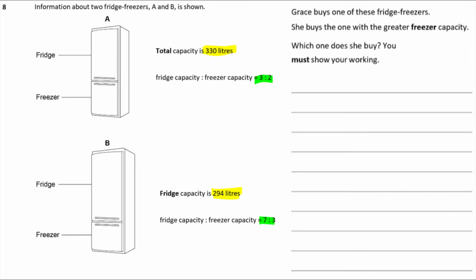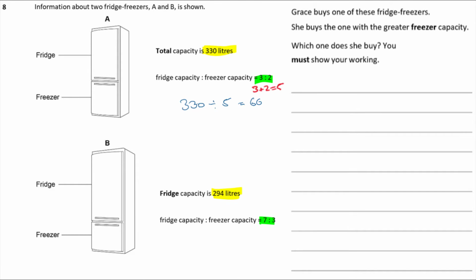So 3 plus 2, that's equal to 5, isn't it? 3 plus 2 is 5. Okay, so that means there are 3 shares and 2 shares, being 5 shares altogether. If you divide 330 by the number of shares, you should find the value of each share then. So 330 divided by 5, that tells me that the value of each share is 66, in this case litres.